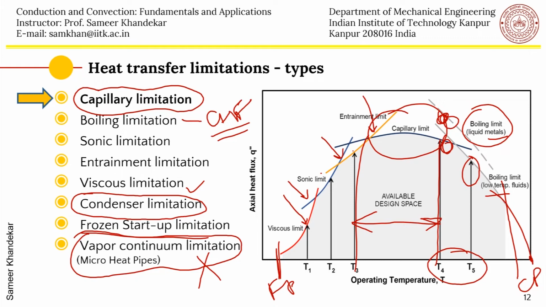And of course, if it is too cold, close to the freezing point, then the heat may not be able to push the vapor, and you may have a viscous limitation. So these are different types of limitations. We will not go into the details on all the limitations in this particular course. Nevertheless, the most important one is the capillary limitation, which we will try to understand in the next slide.